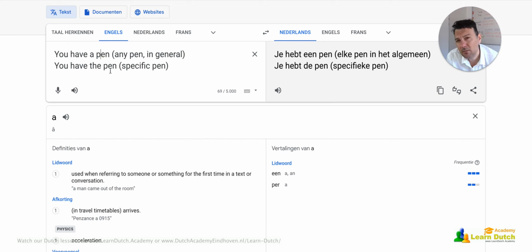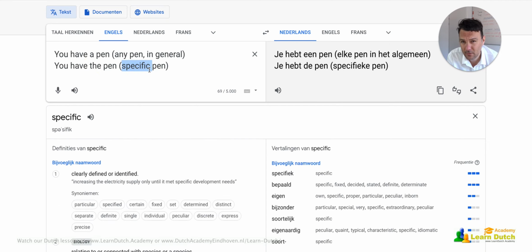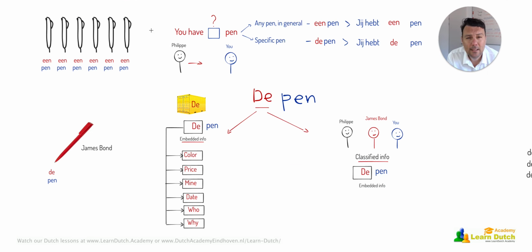But imagine we found a pen yesterday. Now you and me, we both know there's one specific pen. I can refer to that one by using another little word, the. I add the to pen to make it specific. So you and me both understand that I'm talking about that one, that pen which we found yesterday. But how does it work in Dutch?